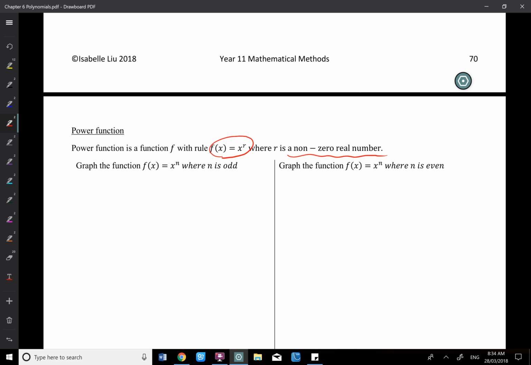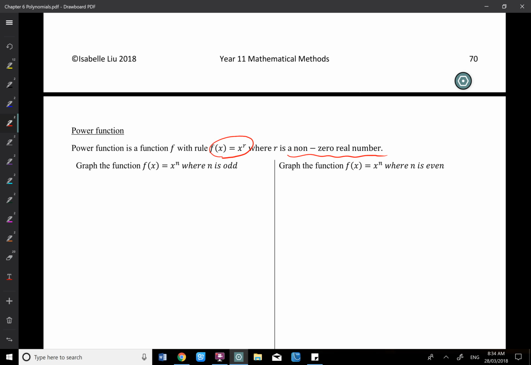Well, r can be rational, can be irrational, can be positive, can be negative. Basically x to the power of anything, not excluding 0, is called a power function. If r equals 0, it will be 1, so it's a horizontal line. It's not a power function.